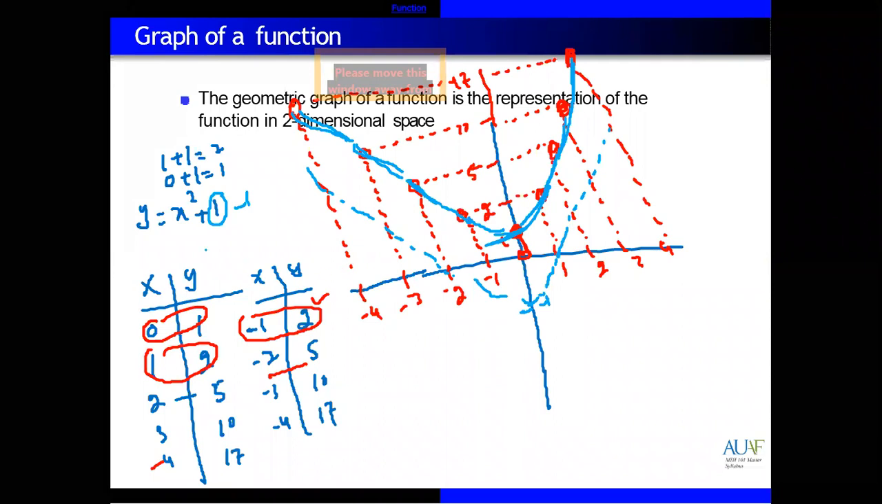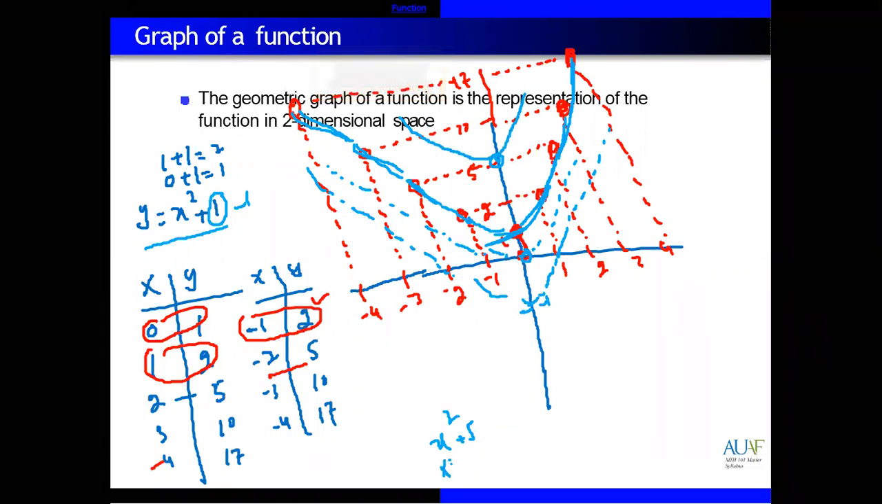If we have only y is equal to x square, nothing here, 0 here, then the graph will start from 0. The starting of the graph depends upon the constant number, the last one. For example, here y is equal to x square plus 1. If we have x square plus 5, then the graph will start from 5 here. If we have x square minus 5, then the graph will start from minus 5. Like here we have 5, so the graph will start from here.